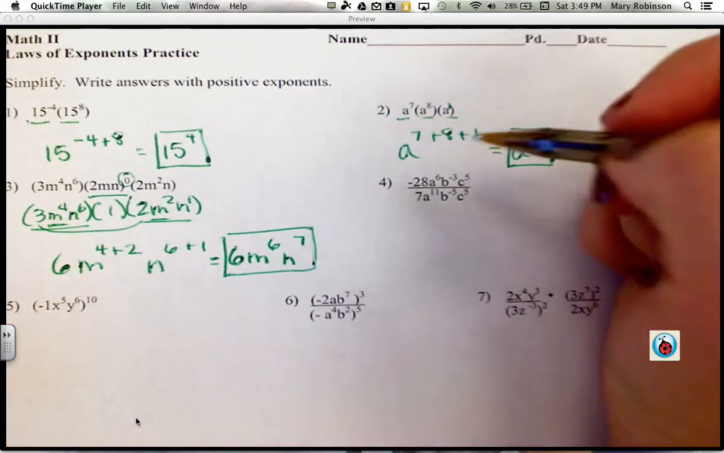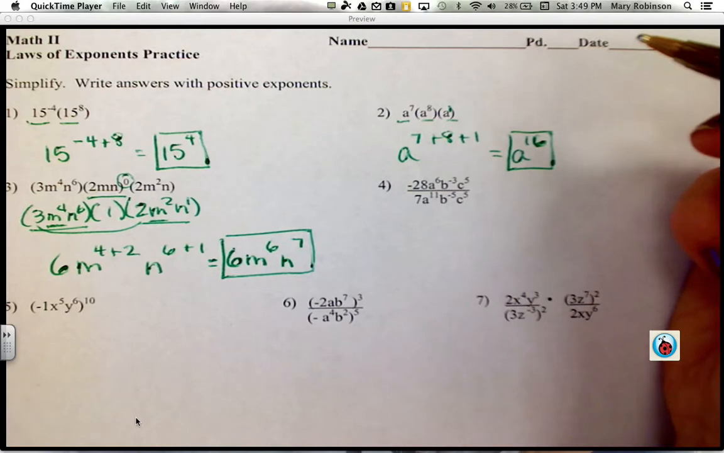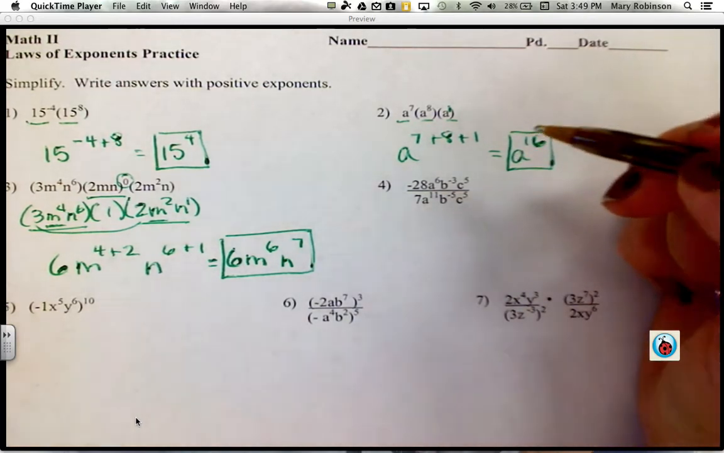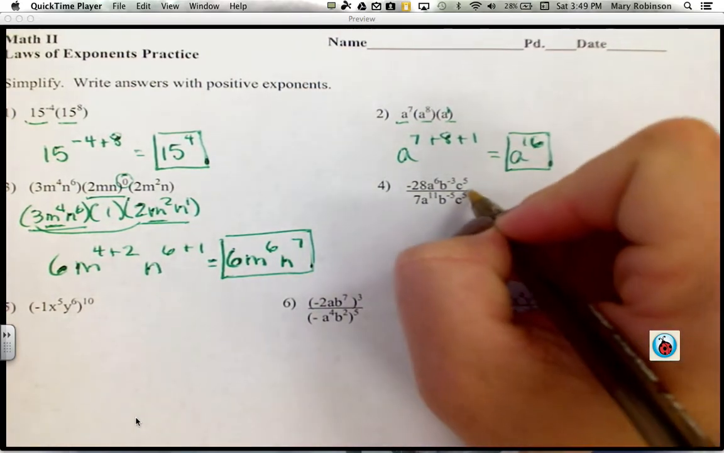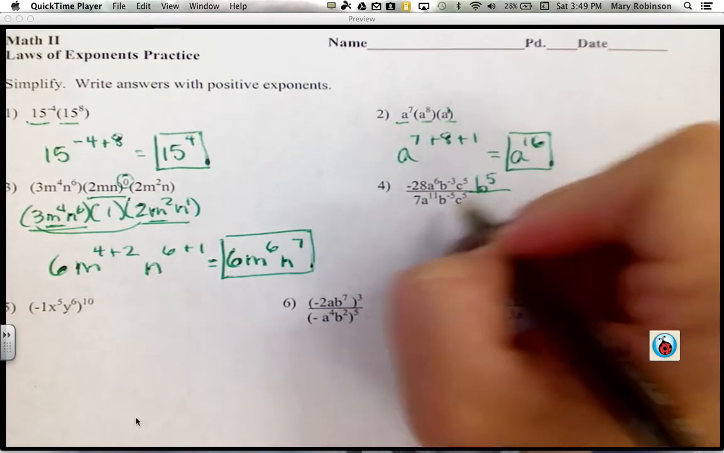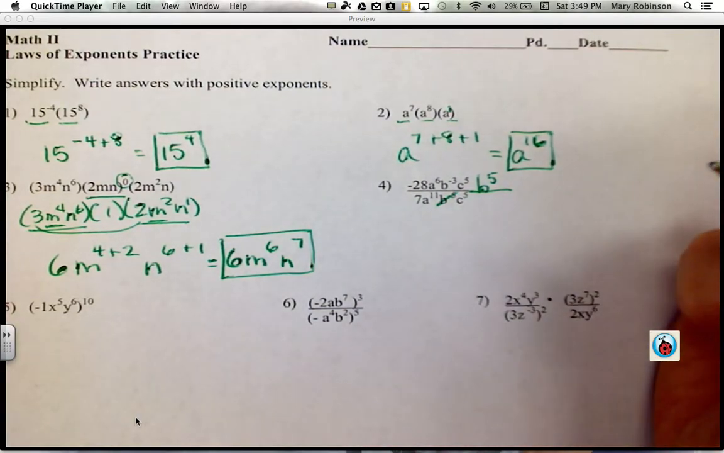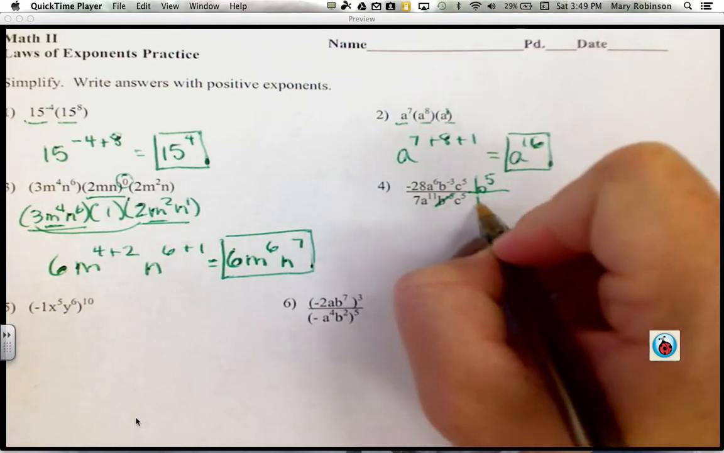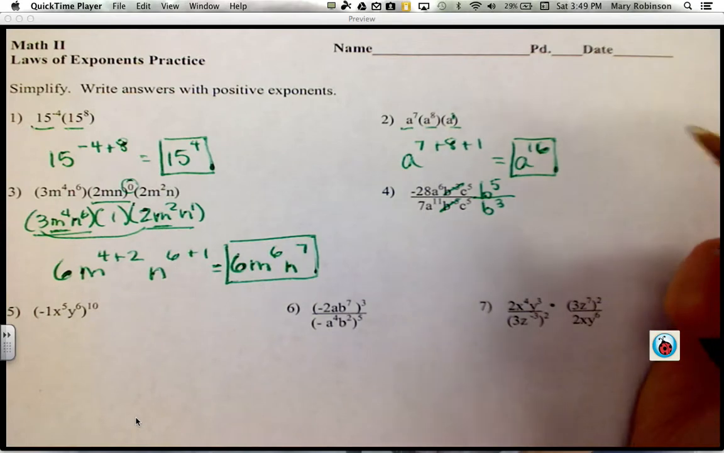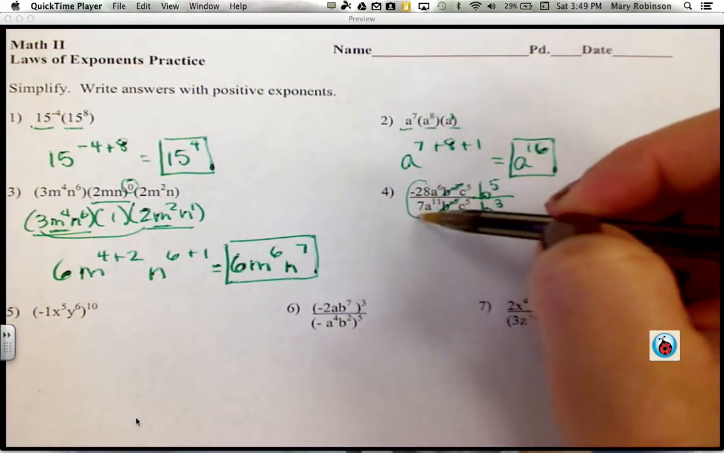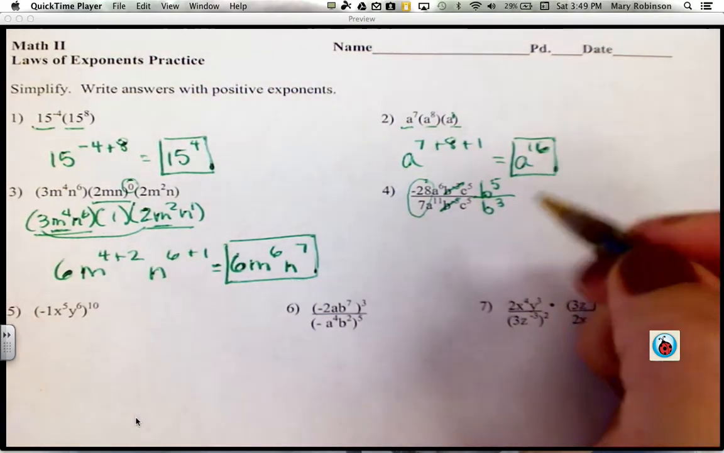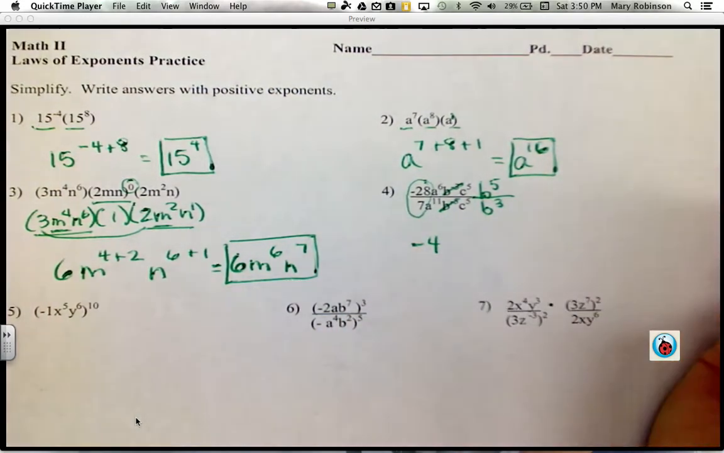For number 4, when we take a look at this one, we notice that we do have negative exponents. Remember that our negative exponent rule says that we can invert the exponent to make them positive. So I'm going to take this b to the -5th term and move it up top and cross it out from the bottom. And take our b to the -3rd term and move it to the bottom and make it positive. Next, I want to simplify our integers here. We have -28 divided by 7, which will give us a -4.